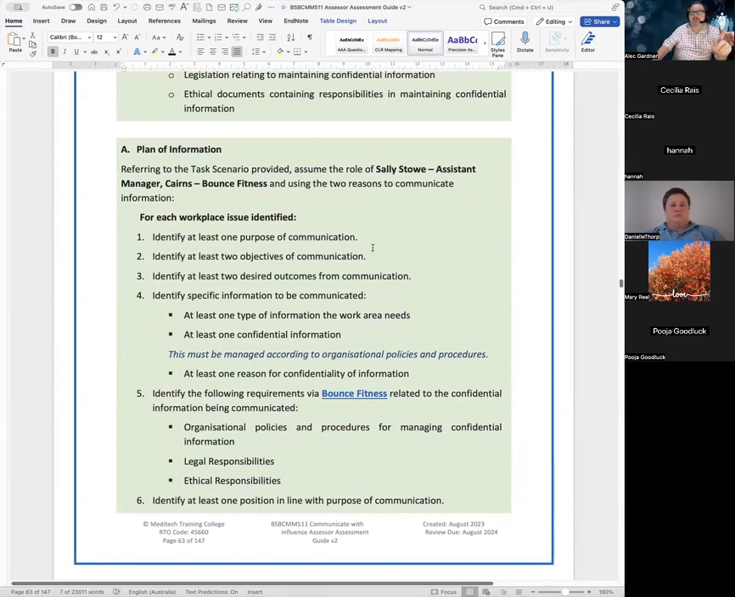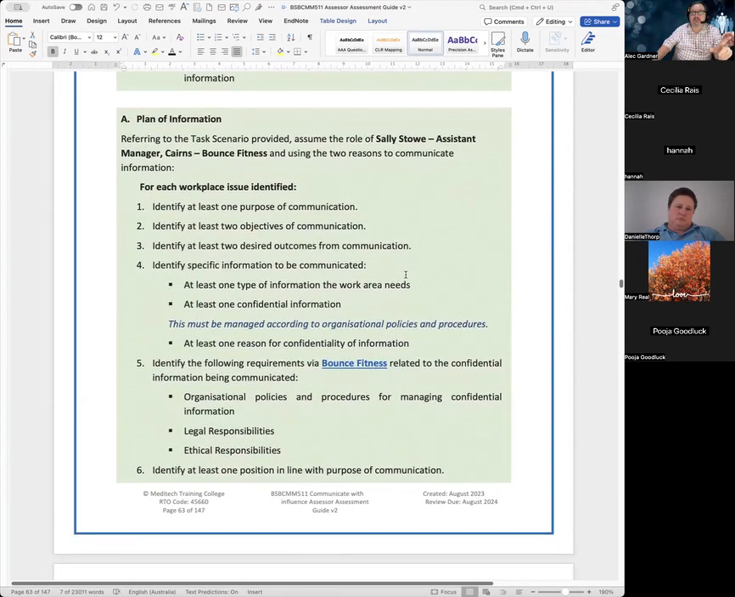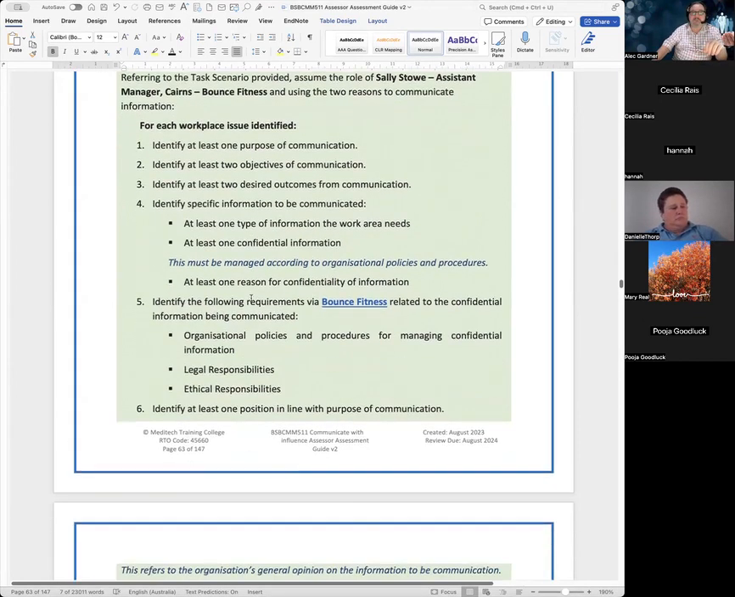Identify at least 2 desired outcomes for communication. Identify specific information to be communicated. At least one type of information the work area needs, at least one piece of confidential information. And again, this has all got to be in accordance with the policies and the procedures. So go back to your knowledge questions. You would have given all of these in your knowledge questions.